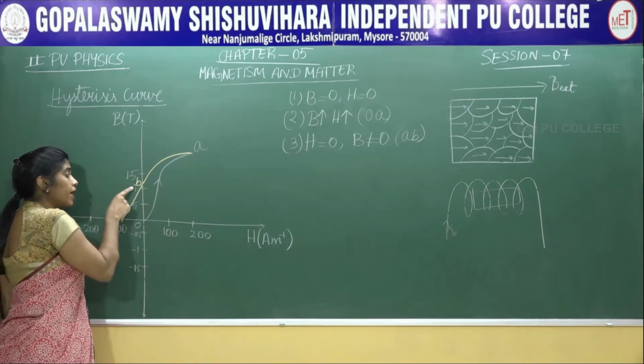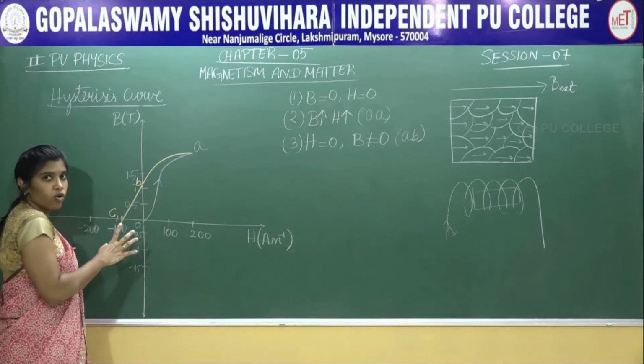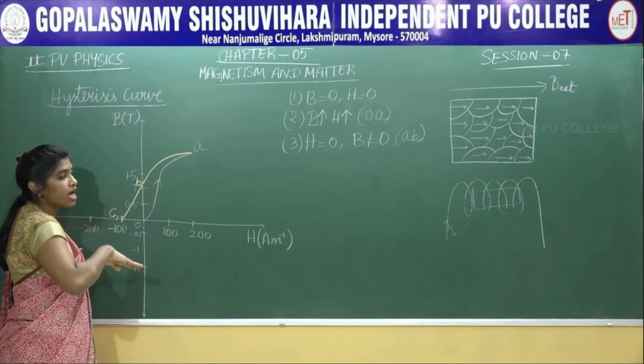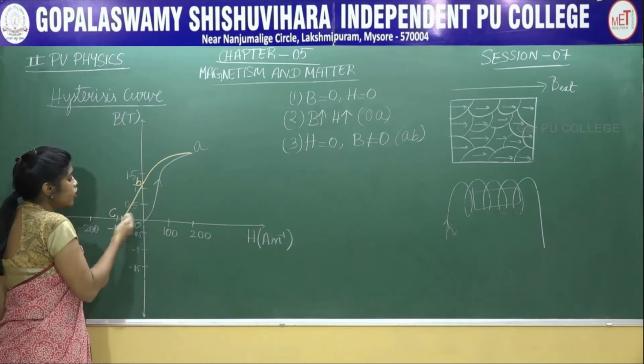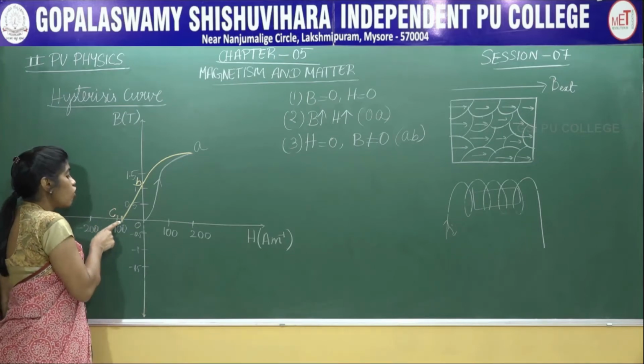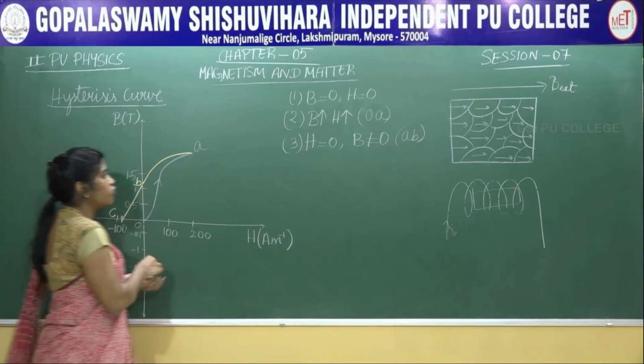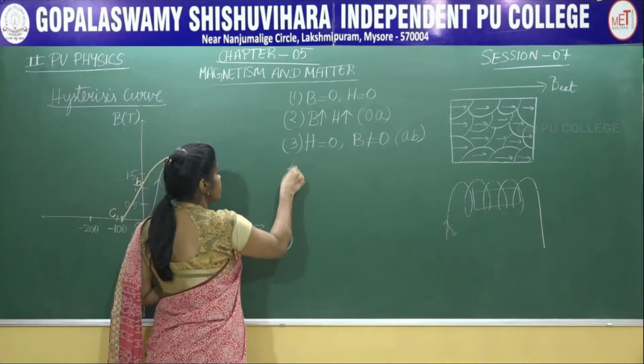Next, you want to make this value of B, the magnetic field, equal to 0. Therefore, you are going to reverse the current and increase it. Then you are going to get a negative value of H where the value of B becomes 0. Okay. Then further, what I am going to do in the next step.